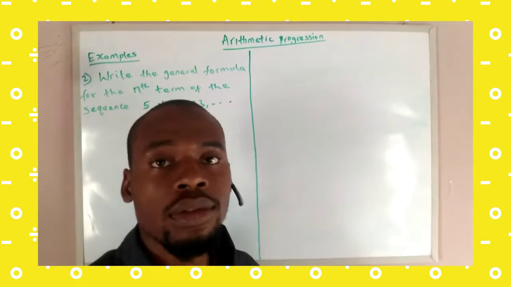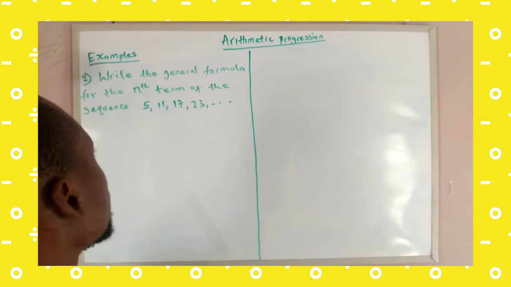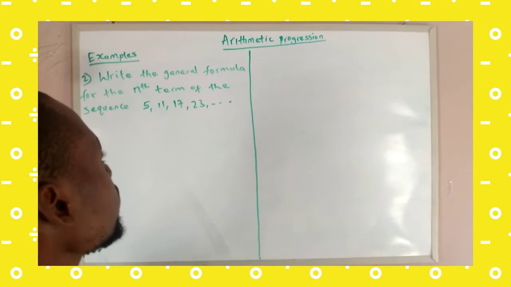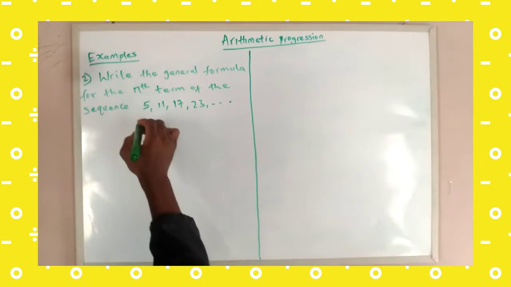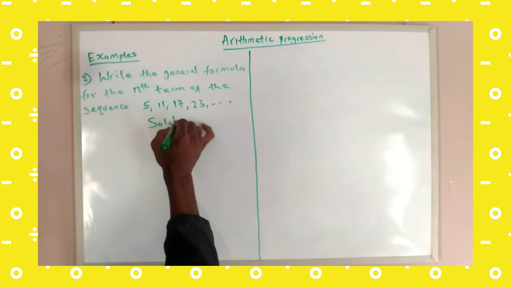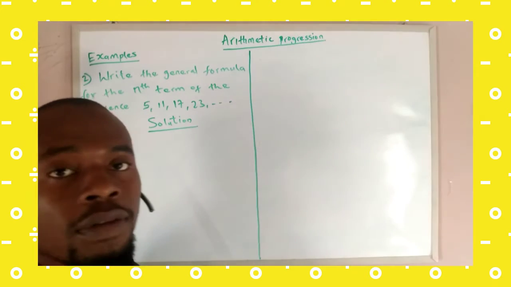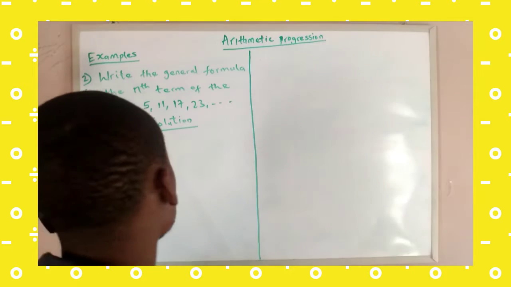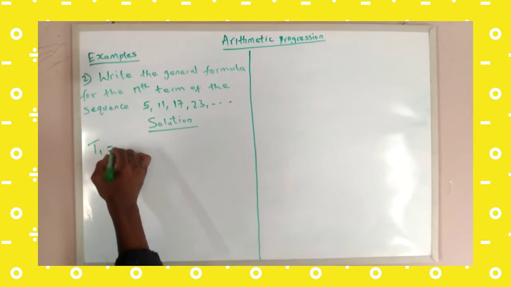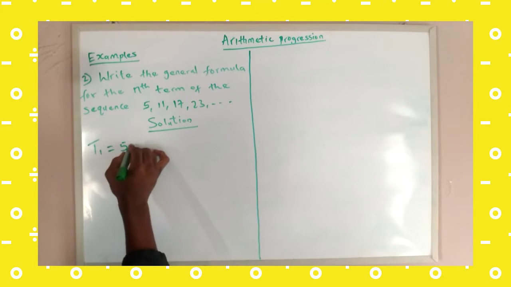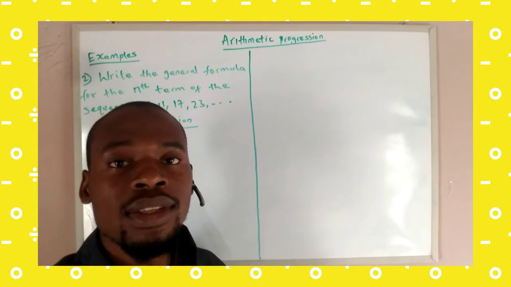Here's our second question. We are required to write the general formula for the nth term of the sequence 5, 11, 17, 23. So here's the solution. The first term of this sequence is 5. So that's our T1. The second term of the sequence is 11.